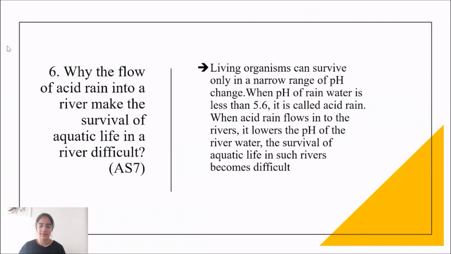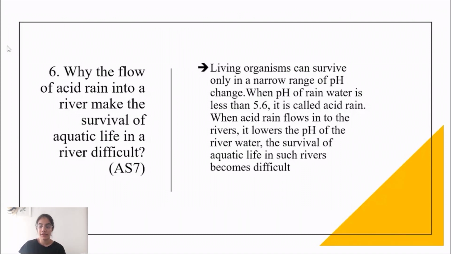Why does the flow of acid rain into river make survival of aquatic life in river difficult? We know that plants and animals, both of them are sensitive to pH. It means we need a specific neutral range in which aquatic animals, plants, and even land animals and plants can survive. So, living organisms can survive only a narrow range of pH change, means we cannot really deal with a heavy pH change. Suddenly, if pH decreases and the water that we consume becomes highly acidic, it will harm our body, and similar way it will harm aquatic plants and animals.